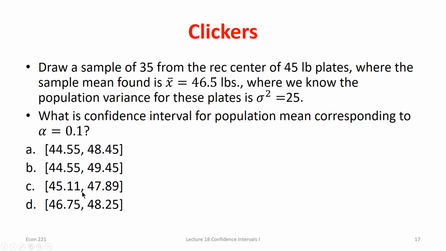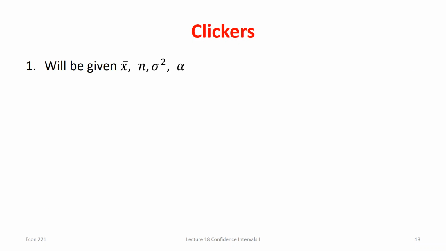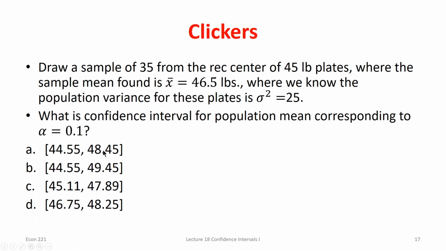I look at the other two. This one looks like it checks out. This one, wait a minute, 46.5 isn't even in this interval, right? Remember, we're basing this confidence interval off of the sample mean that we saw, okay? Okay, so we want to just work through it though, right? We limited the options down, we eliminated B and D, so we know it's either A or C here.